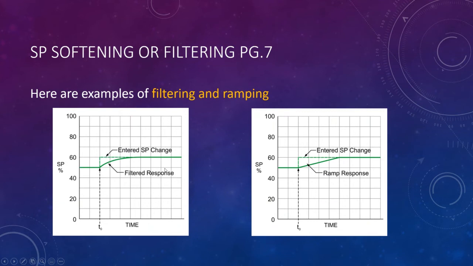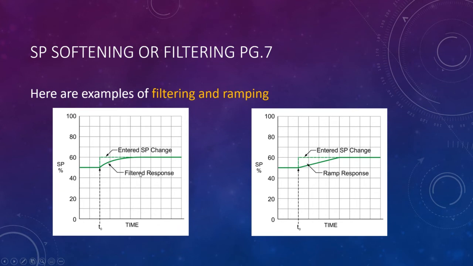But with a filtered response, I can say I only want it to change X percent per minute or whatever it is, and it electronically modifies the signal to get rid of that kick and give us a nice first order looking change here. Same idea, you can enter ramping values, saying I only want it to change 2% per minute or something like that, and it'll do that for us. So these are two things that we can do to avoid proportional and/or derivative kick, and that's filtering and ramping. The terms softening also come into play there.